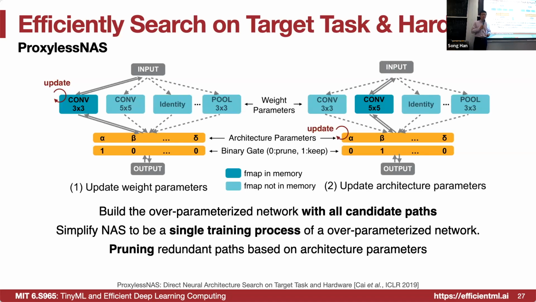So a good approach we proposed a couple of years ago is called ProxylessNAS, right? We can efficiently search on the target task and target hardware. And we make the search so efficient, we don't rely on training everything and repeat the training. If the model is bad, we throw it away. But we can just introduce both these weight parameters and also these architectural parameters.